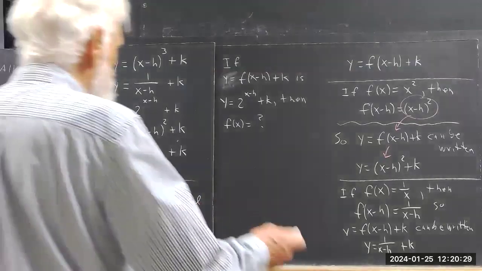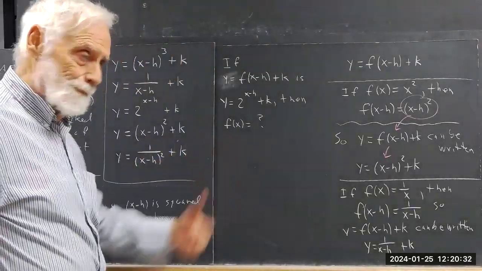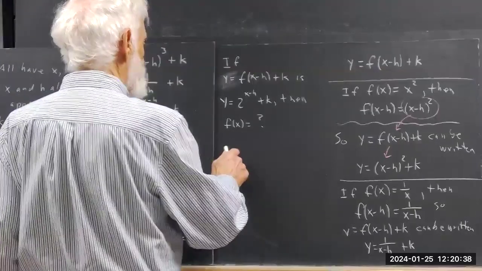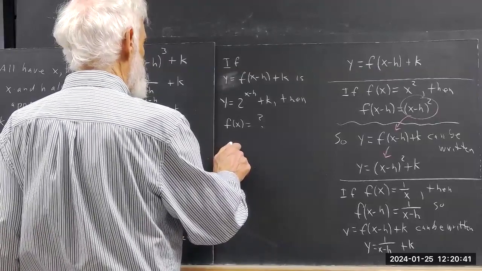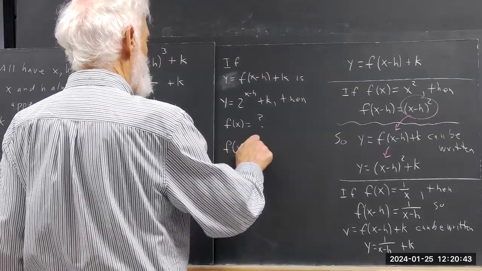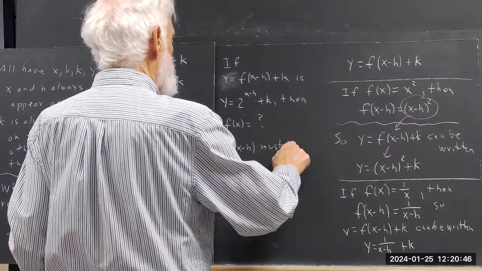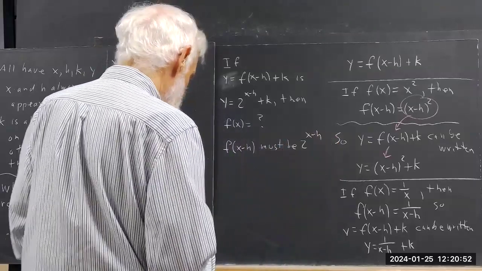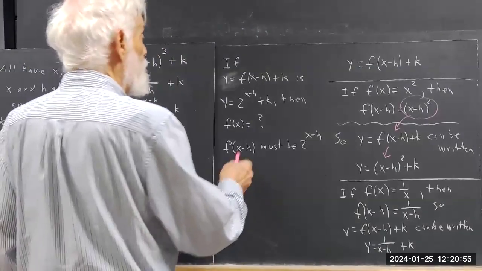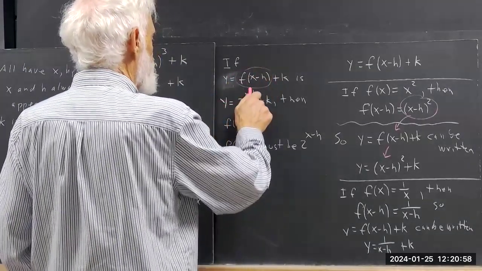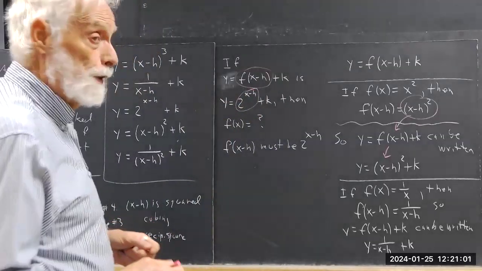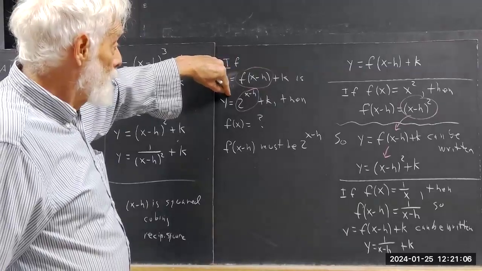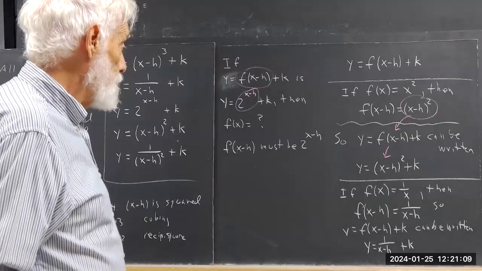Okay, somebody got this because it's a tricky question. What's f of x got to equal? Well, your f of x minus h better be 2 to the x minus h, because we got 2 to the x minus h here. Everything else is the same here as it is here. So f of x minus h must be 2 to the x minus h.